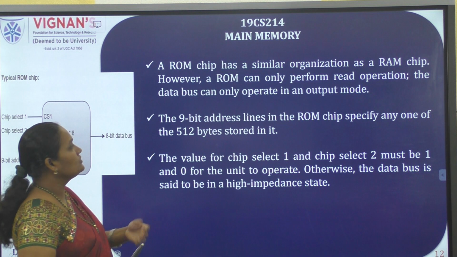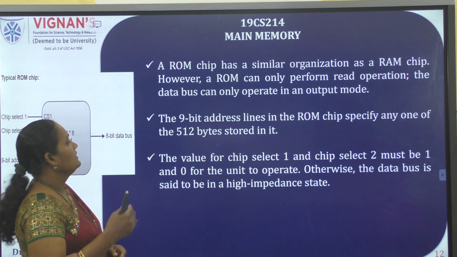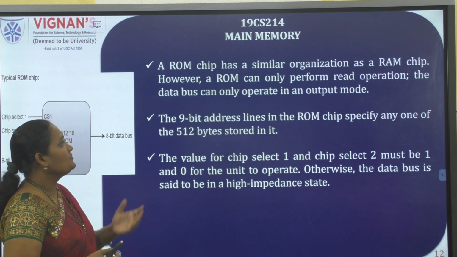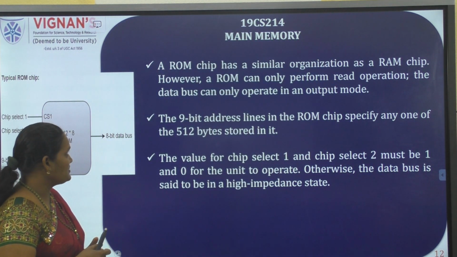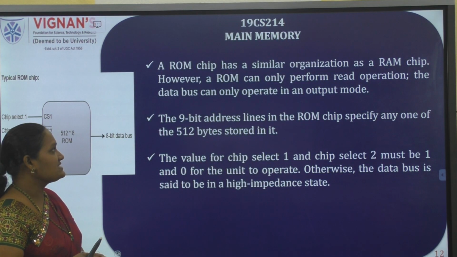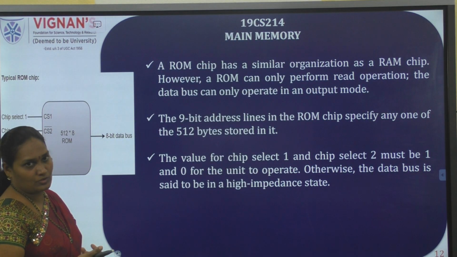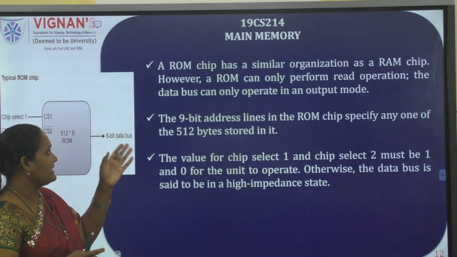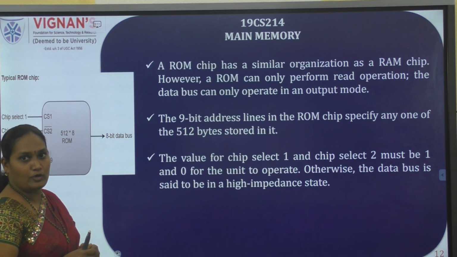Now coming to the details of this RAM chip, what we represented. The ROM chip has a similar organization as a RAM chip. However, a ROM can only perform read operation. The data bus can only operate in an output mode. So, in case of RAM, we have both read and write, but in case of ROM, it can only perform read operation.